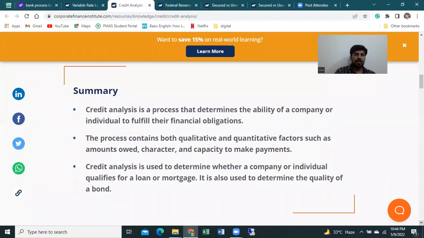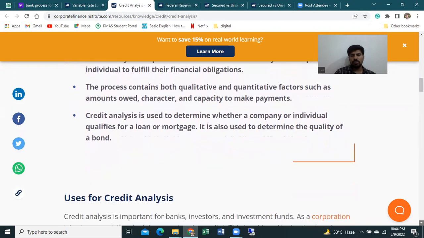In summary, credit analysis is the process that determines the ability of companies and individuals to fulfill their financial obligations. The process contains both quantitative and qualitative factors, such as the amount, the characteristics, and the capacity to make the payment. Credit analysis is used to determine whether a company or individual qualifies for loans or mortgages. It is also used to determine the quality of the bonds.